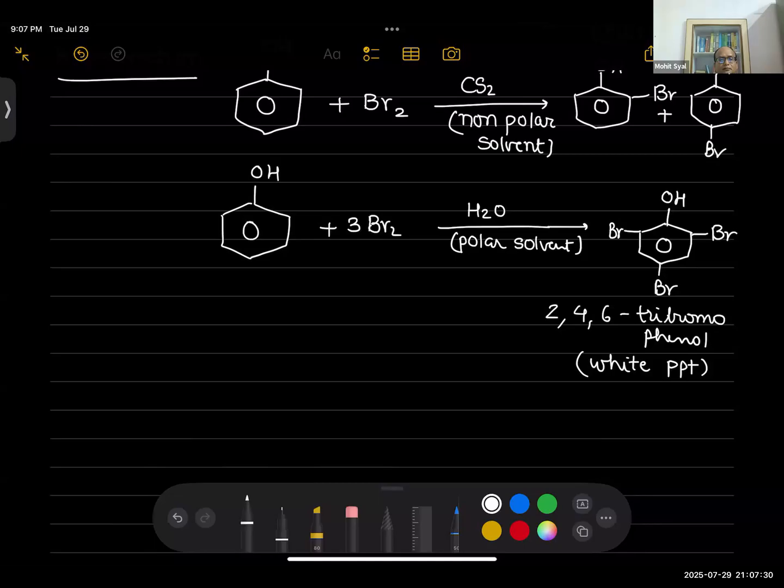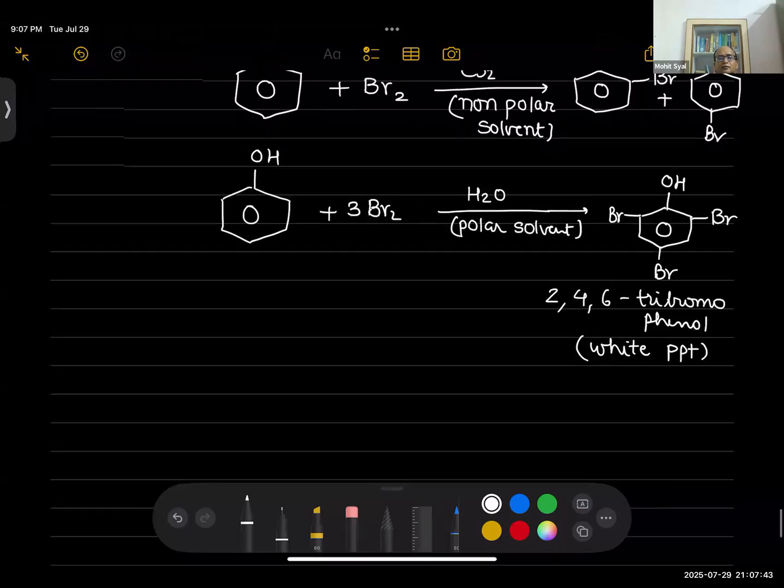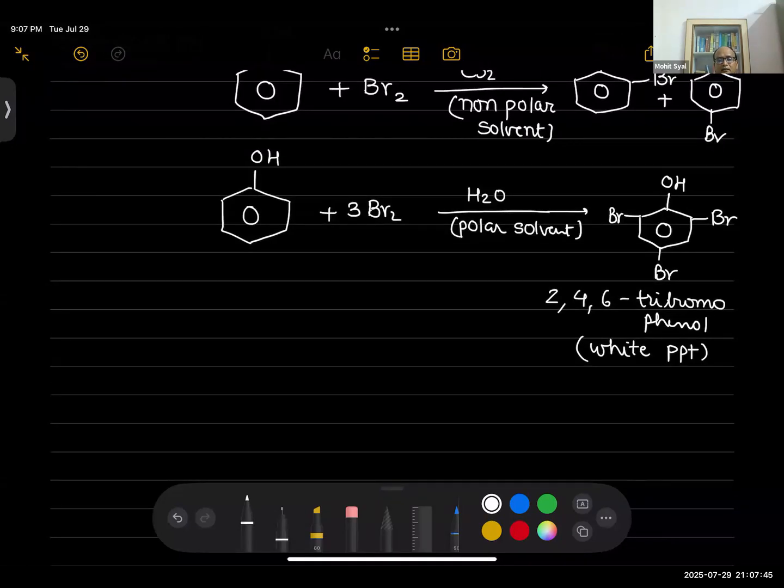Ibrahim, tell me. Any updates? Why has this happened? Why have the 3 bromine attached themselves to the benzene or the phenol?